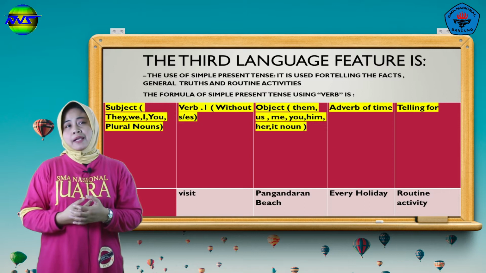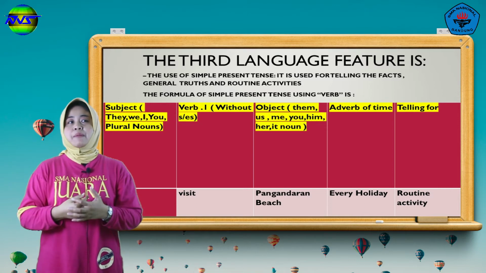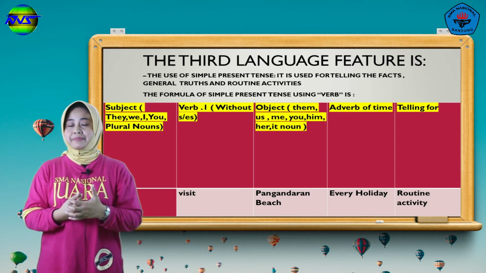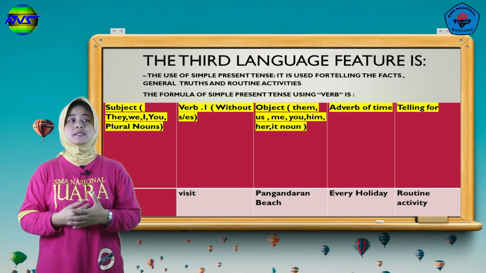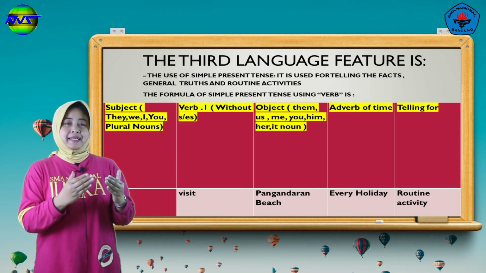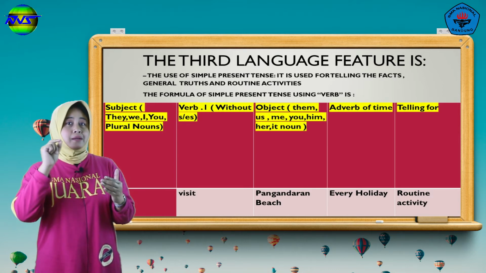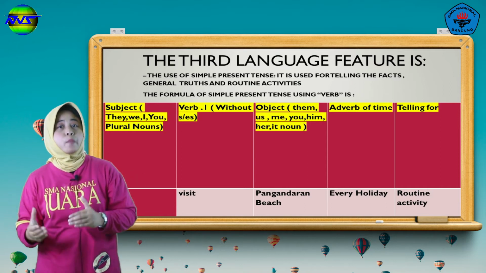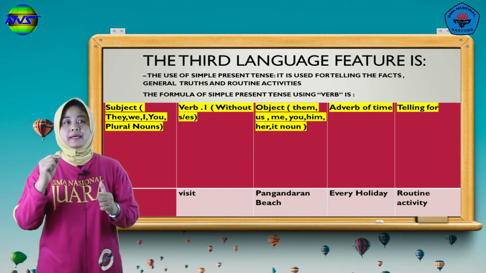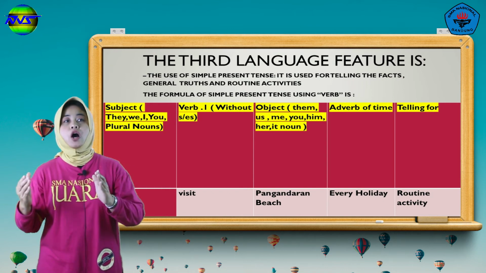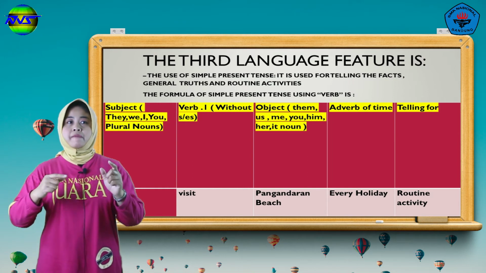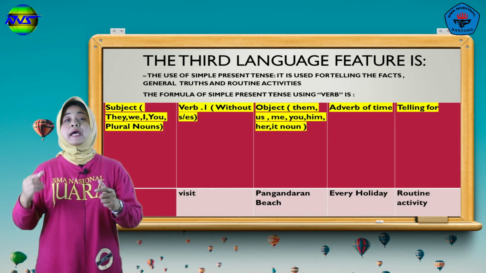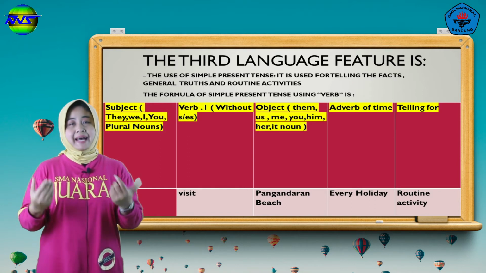And then we will recall again the formula of simple present tense using verb. Do you still remember? The formula is subject, for example, they, we, you, or plural noun, followed by verb 1 but without s or es, and then followed by object, for example, them, us, me, you, him, her, it, a noun, and then followed by adverb of time.